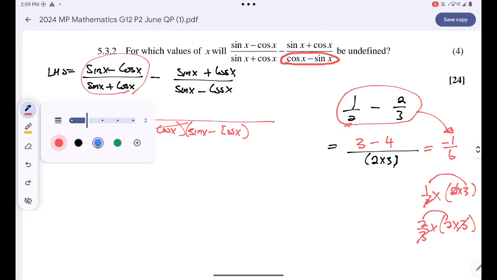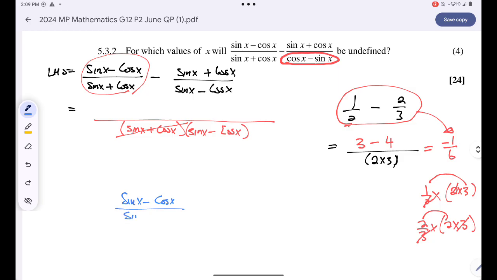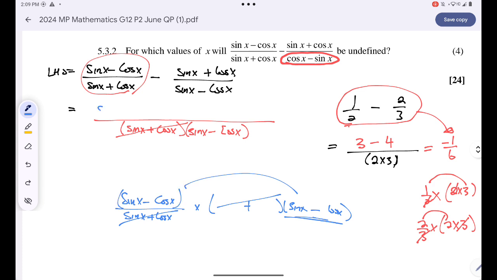Let me just show you that over there. I have sine x minus cos x all over sine x plus cos x. I'm multiplying this by the LCD. The LCD, we have sine and cos. The other one has plus, the other one has minus. Are you together? So these two will just cancel one another, and then I'll be left with sine x plus cos x. So these two brackets will multiply one another. Are you together? I'll end up having sine x minus cos x multiplied by sine x minus cos x.